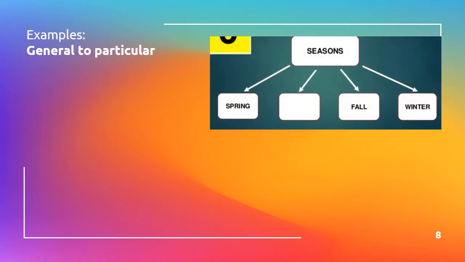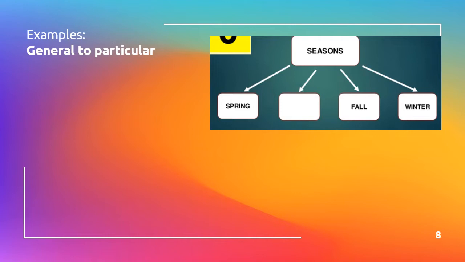Okay, so before we go to different example sentences of general to particular, let's have these examples first. So we have here seasons. Okay, so seasons is the general idea. So we all know that in the Philippines, we do have only two seasons. Diba? We have the rainy season and the dry season. But in other countries, they do have four seasons.